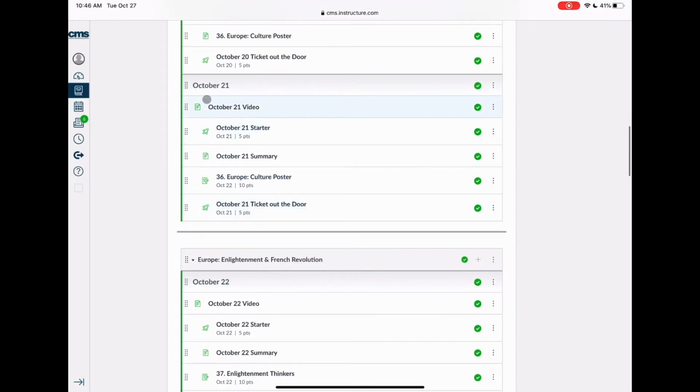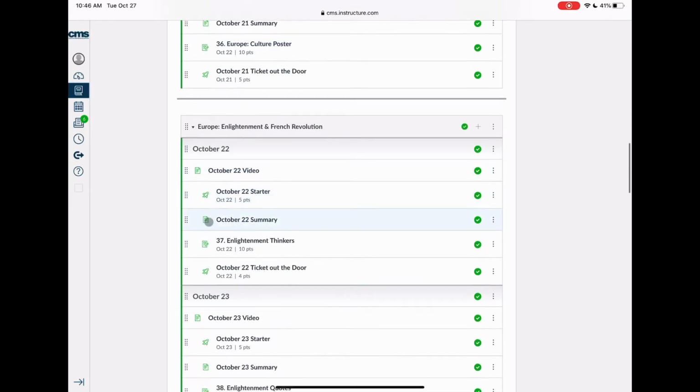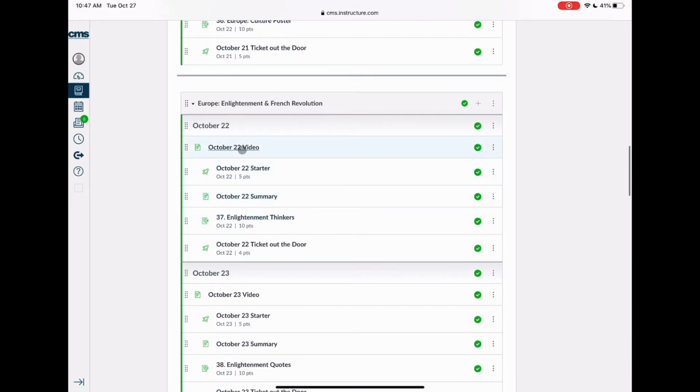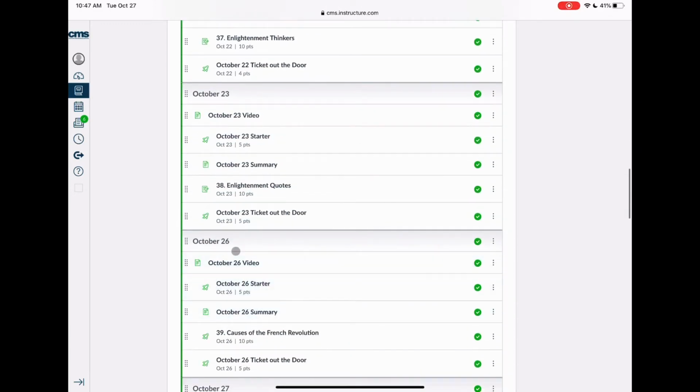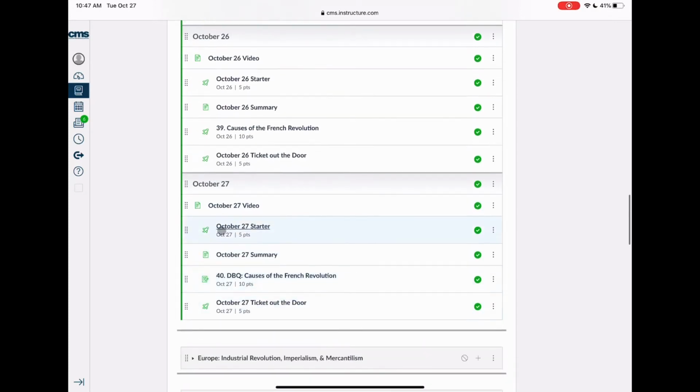Okay, and then here's where we are, kind of like a current mini unit for Europe. We have the 22nd is the video, starter, summary, enlightenment thinkers on page 37 of the digital notebook, and the ticket out the door. October 23rd, same thing, same routine, 26th, and here we are at the 27th.